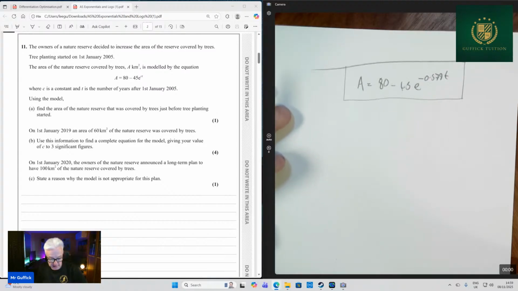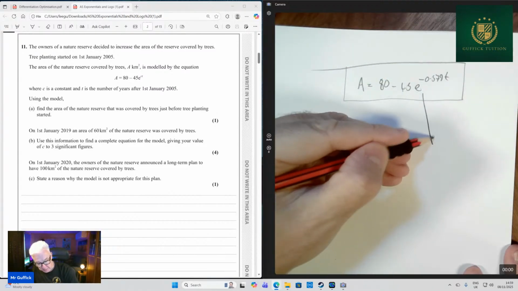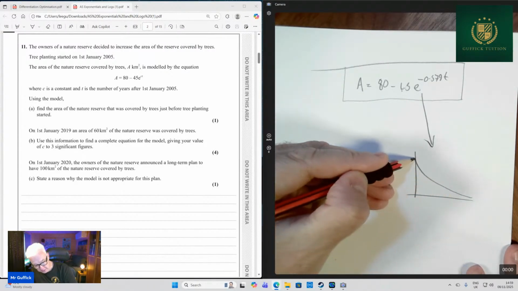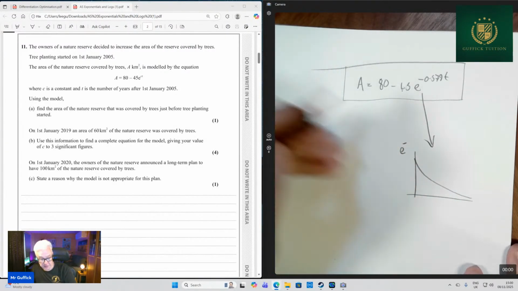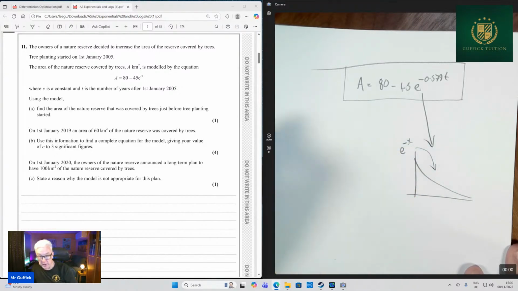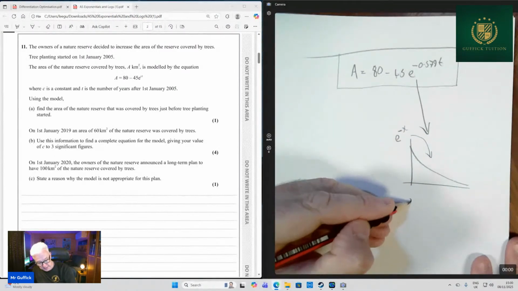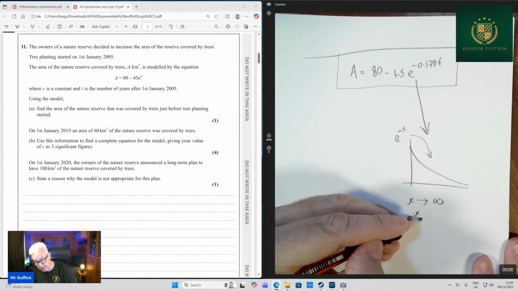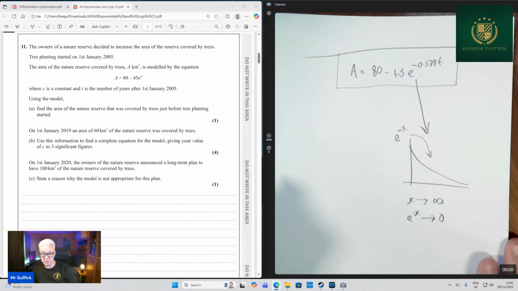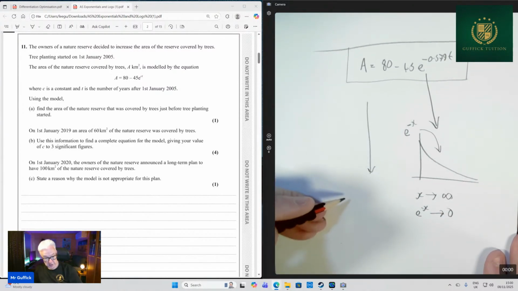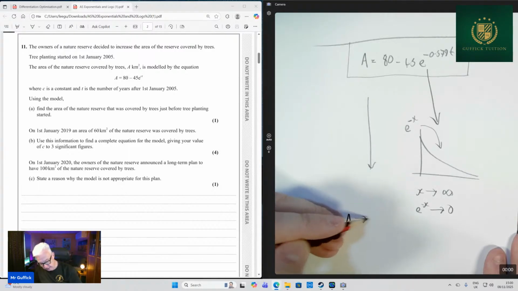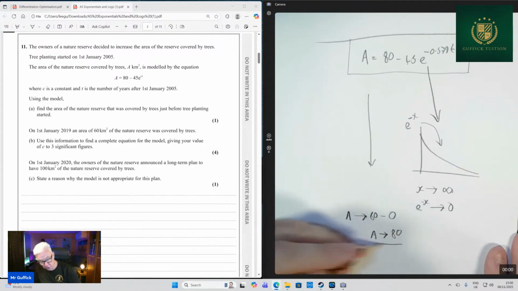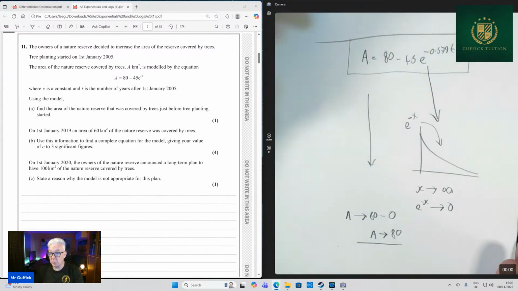Okay, so basically what we've got to think about here is the shape of this graph. This is an exponentially decreasing curve, it's e to the minus something. And e to the minus x looks like that, okay? So in other words, as x tends to infinity, e to the minus x is going to tend towards 0. So this long-term model is basically saying that a is going to tend towards 80 minus nothing. In other words, the long-term behavior of this model is that a is going to basically tend towards 80.